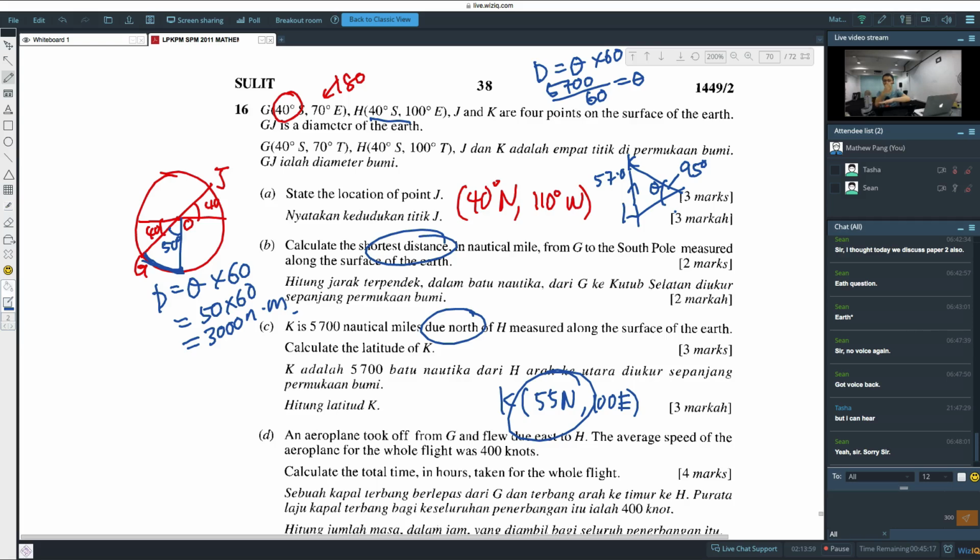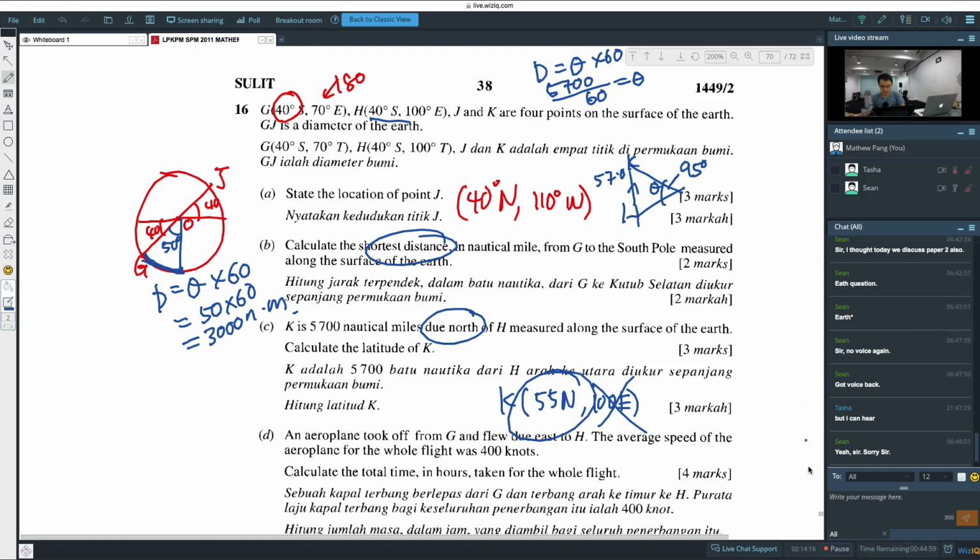And then the last part. An aeroplane took off from G and flew due east to H. So G, due east to H, let me see, G to H.